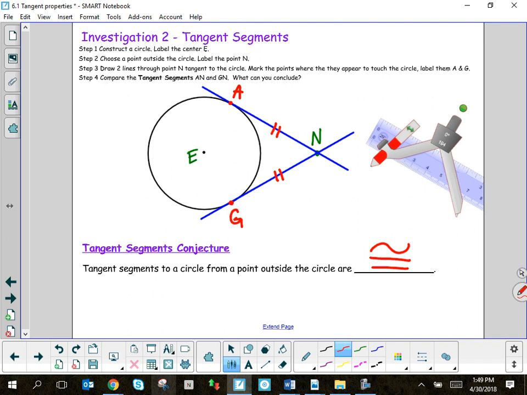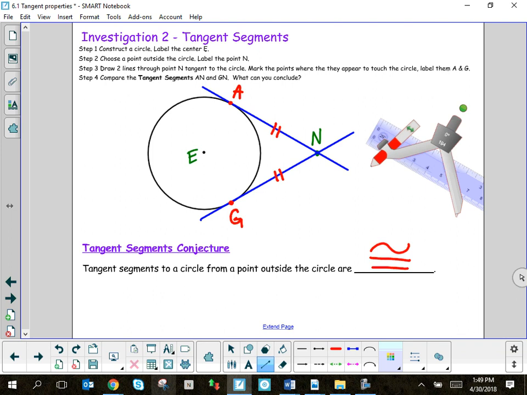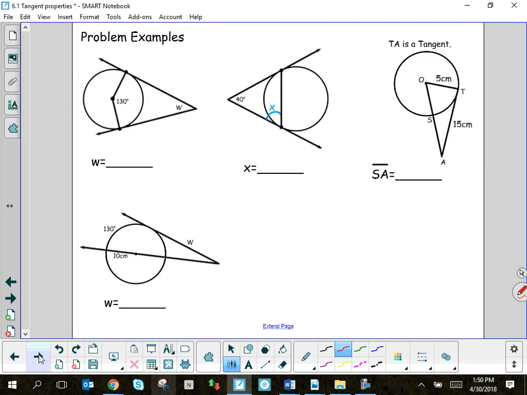So if I were to connect this point right here and connect it to that tangent mark right there, well, guess what? These two segments are congruent, because of the same reason. They are joined by this point, and they're both tangent to the same circle. So memorize that conjecture. Let's utilize these in these problem examples.